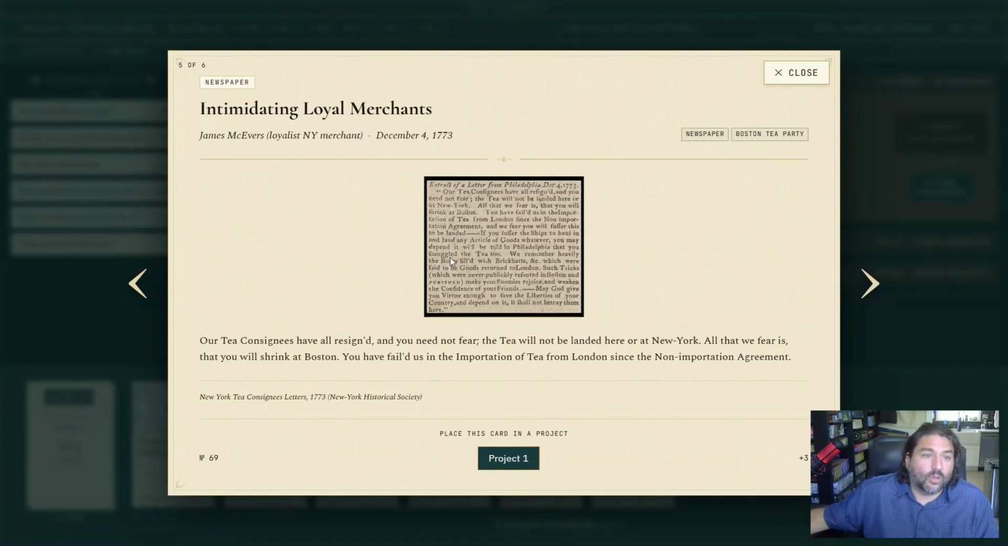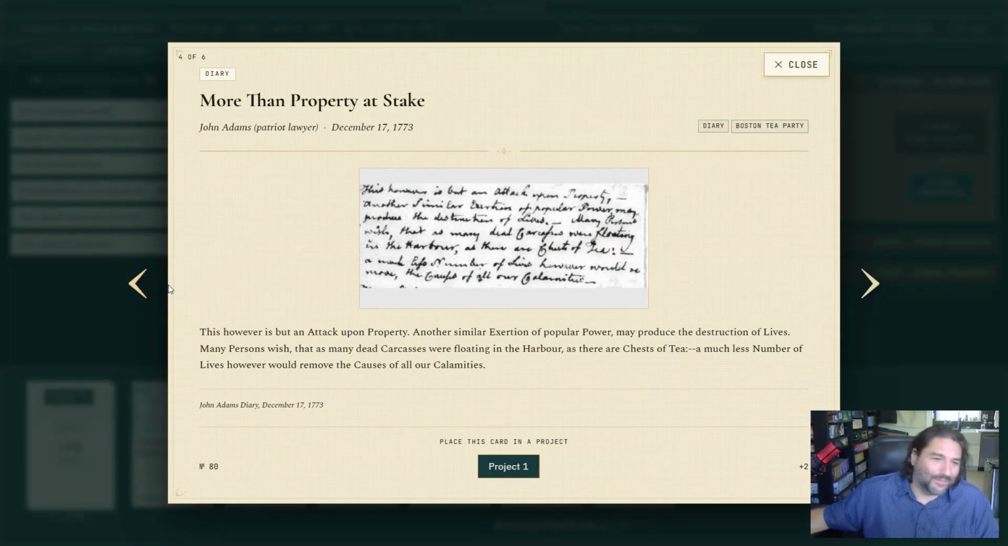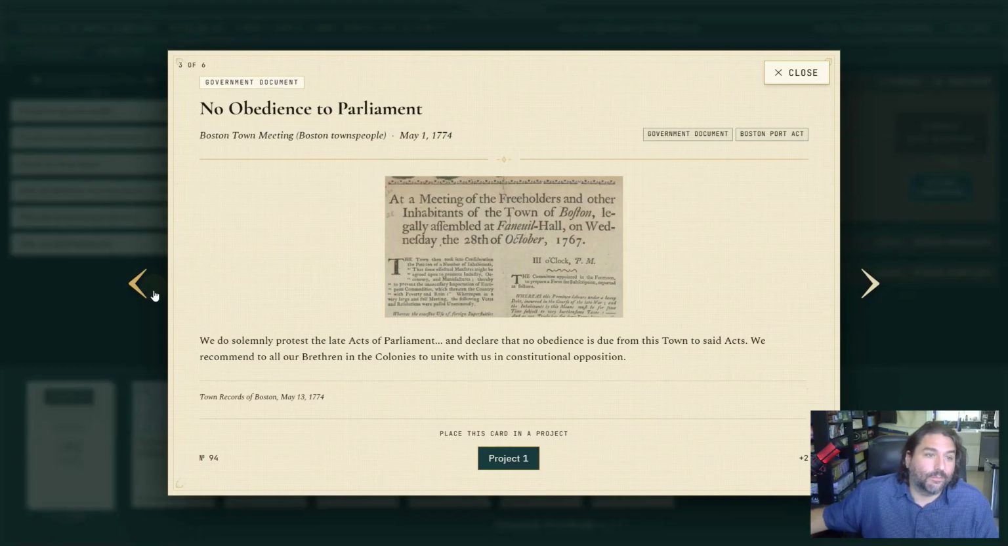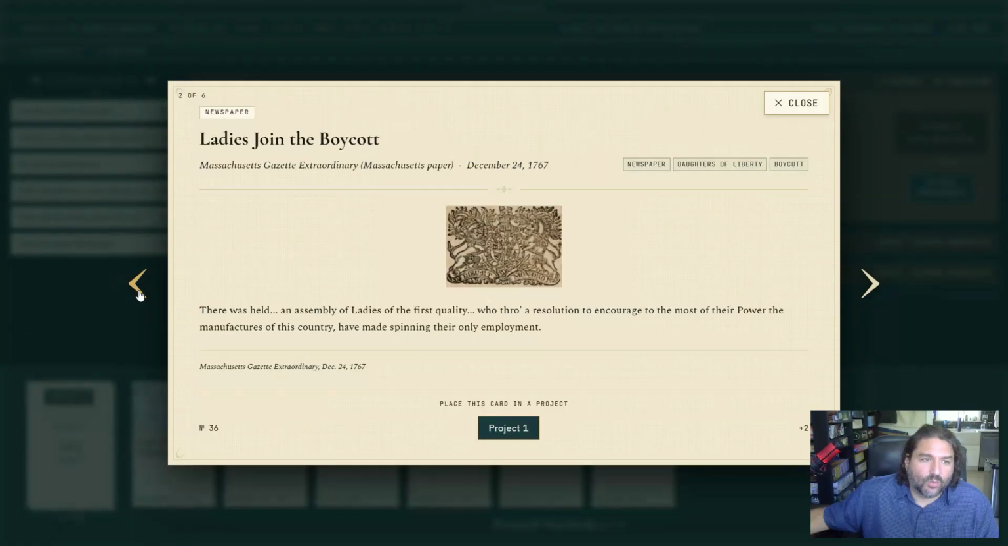This is a loyalist perspective. This is John McEvers. So this is another British perspective. This will work in that argument that I'm building. John Adams is not a loyalist, obviously, so cannot use him. And of course, this Boston Town Meeting, trying to talk about what's going on with all these acts that are targeting Boston. That really doesn't work either.